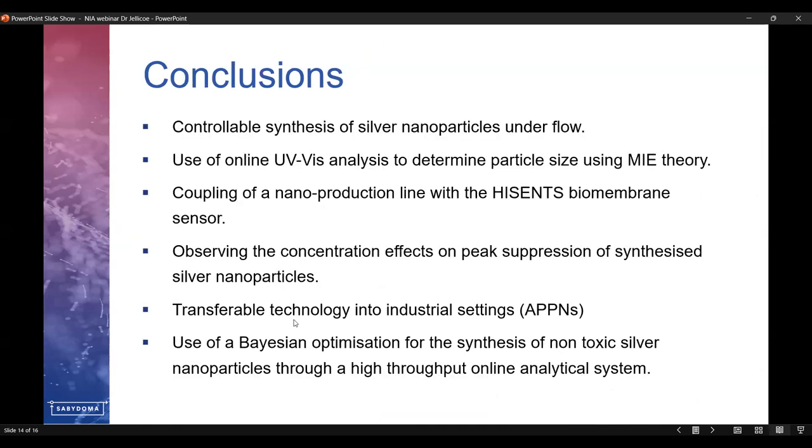So in conclusion, we can actually have a controllable synthesis of silver nanoparticles. We use inline UV-vis and the inline HighSense biomembrane sensor to observe toxicity. And we can actually transfer this technology into industrial settings, which we've done with APPNS. We've transferred it to Barcelona, and are currently using a Bayesian optimization for the synthesis of these non-toxic silver nanoparticles through a high throughput online analytical system.